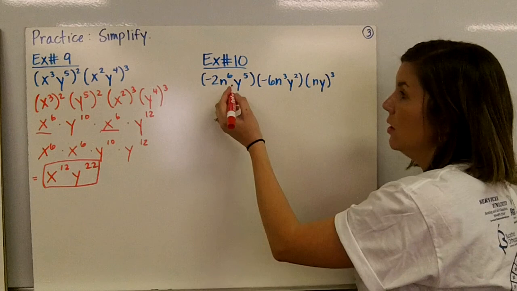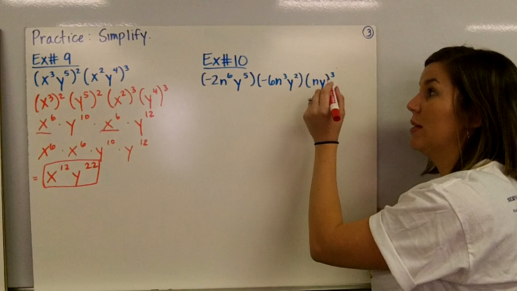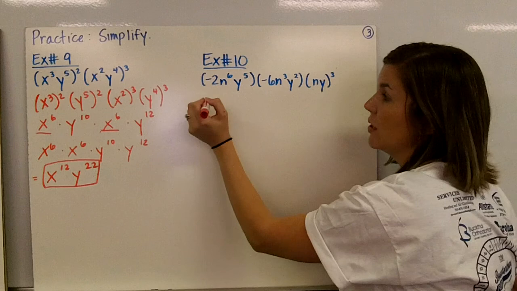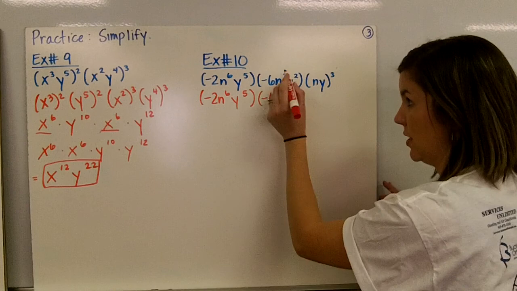All right, let's multiply. First of all, I'm going to carry these two quantities down, and then I'm going to distribute this exponent first. Because remember, in our order of operations, exponents come before multiplication, and this is just multiplying right here. So negative 2 n to the 6th, y to the 5th just comes down. Negative 6 n to the 3rd, y to the 2nd also just comes straight down.